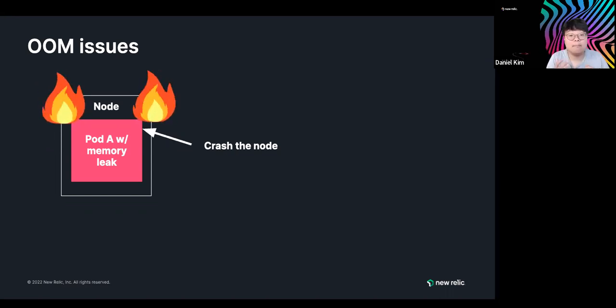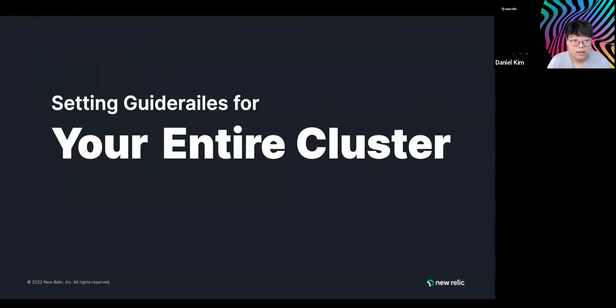However, if you set up memory limits on particular containers, you can prevent memory leaks within a container from infecting the entire node. So it's kind of setting up guide rails for your applications and your containers to make sure that they don't take down the entire application or your environment with them when they have things like out of memory issues. So how about setting guide rails for your entire cluster, not just the container?